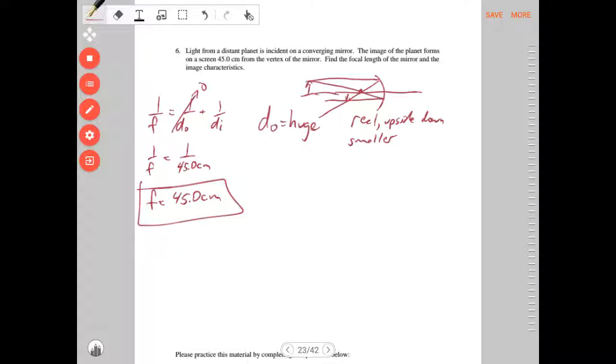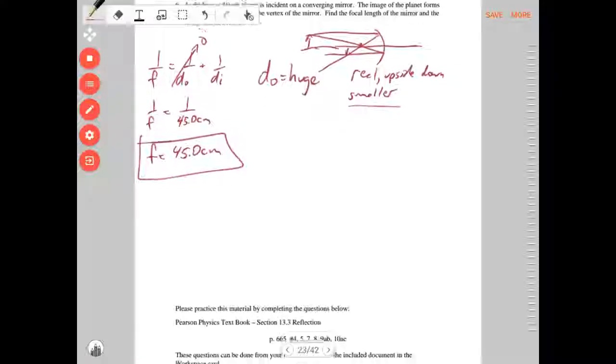So the focal length of the mirror is 45.0 centimeters. And it forms a real, upside down, and smaller image, pardon me. And it's a good thing it's smaller, because planets are typically huge, so it kind of has to be smaller. But anyways, I digress. So that is that part.